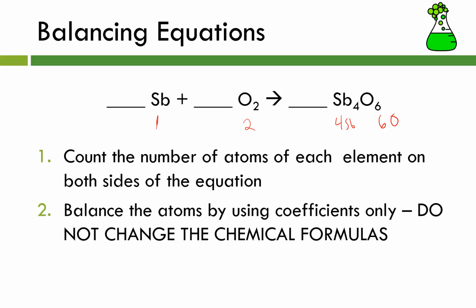In order to balance the atoms, you need to add coefficients. You cannot change the chemical formulas. In other words, you can't change the subscripts. It's not okay for you to just do this. Get rid of those. This is kind of annoying. Let's just make that Sb1O2. Now it's balanced. Well, no, you've completely changed the product, and you don't know if SbO2 really exists or not.